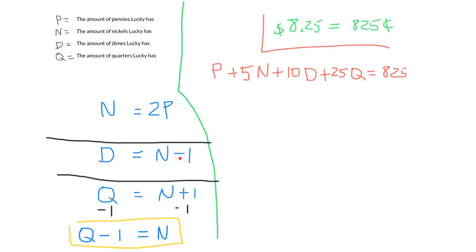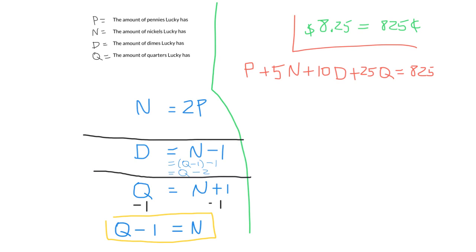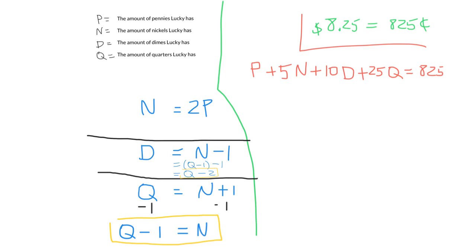So let's actually do that over here because we want to find out what dimes are in terms of quarters as well. So if we replaced N with Q minus 1, then we could easily see what dimes are in terms of quarters. So let's go ahead and replace this N with Q minus 1. So I just did that. I just replaced N with Q minus 1, and then I actually simplified it. So D actually equals Q minus 2, and I think we should wrap that in a yellow rectangle just to draw attention to it because we're going to be using that. So now we know that N equals Q minus 1. We know that D equals Q minus 2.